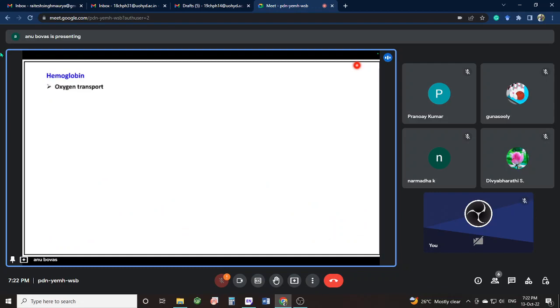Hemoglobin is also an iron-containing metalloprotein. In myoglobin it was oxygen storage, whereas here it is oxygen transport. And there was only a single heme group in myoglobin, whereas here there are 4 heme groups. So that means the weight will also be almost 4 times. The weight there was 16,500; here it is 64,500. And here there are 2 alpha and 2 beta helical chains, alpha 2 beta 2. In the alpha chain there are 141 amino acids, and in the beta chain there are 146 amino acids.